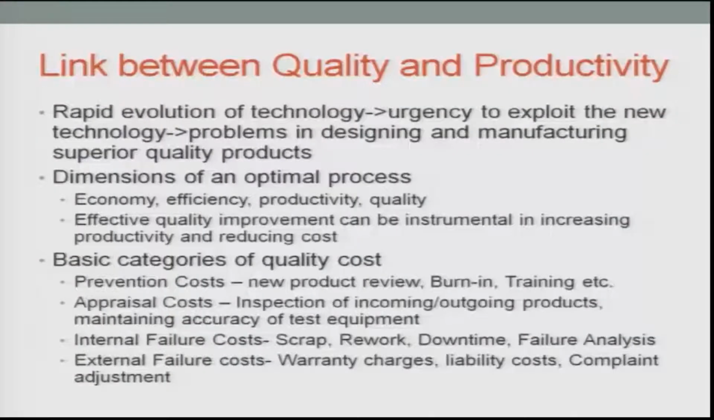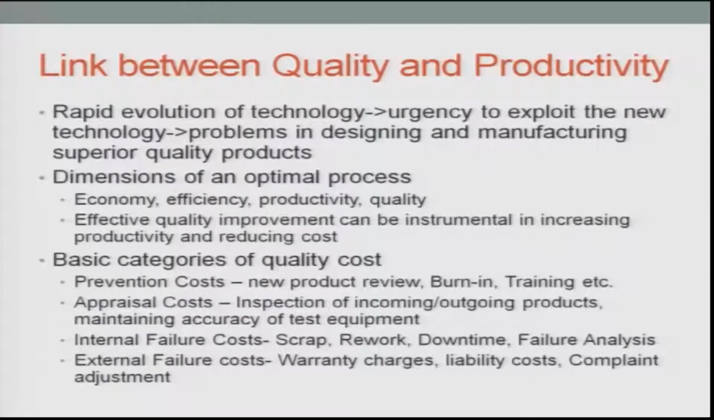Dimensions of an optimal process when you design would be based on economy, efficiency, productivity and quality. So, obviously quality is the main focus, but it can have different repercussions in the overall system which you are interested to study, in terms of how the quality would be increased. I am using the word quality in a very generic sense, it can be increased depending on the overall working efficiency and productivity of the whole system. Effective quality improvements can be instrumental in increasing productivity and reducing cost.